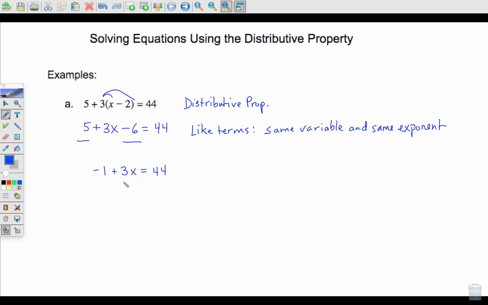Okay, now I need to get the x by itself. There's a 3 and there is a negative 1. Whenever I want to move a whole term, like this negative 1, I'm going to use addition or subtraction. So I'm going to add 1 to both sides because it's a negative 1. That's going to cancel out the 1. And I'm making sure that I'm adding it on both sides of my equal sign. So this cancels and I'm left with 3x equals 45. And what we did there was the addition property of equality.